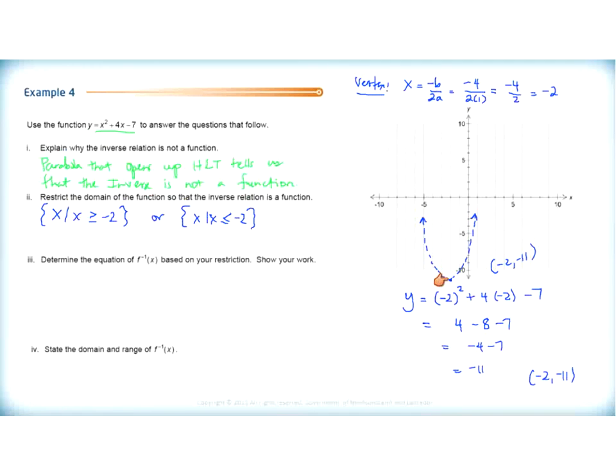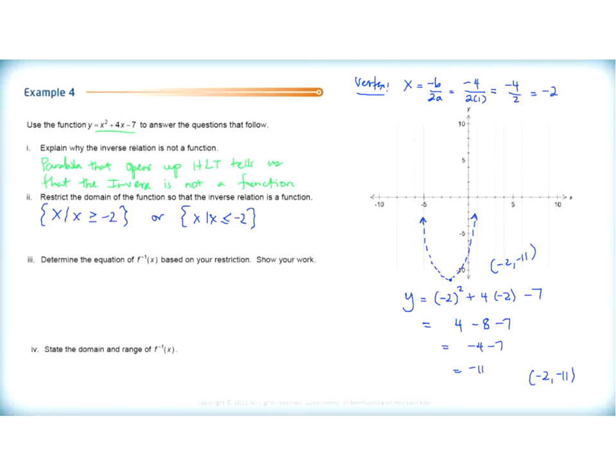Notice again that I chose the x-coordinate of the vertex. I either graph the right side of my parabola or the left side of the parabola. It doesn't matter which you choose. Determine the equation of the inverse. To determine the equation of the inverse, I need to switch x and y and solve for y.